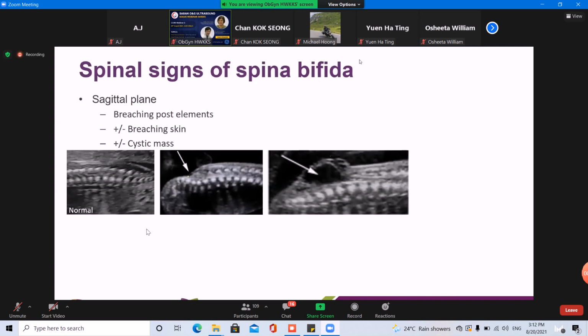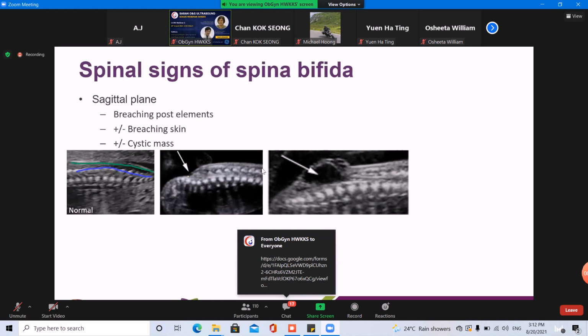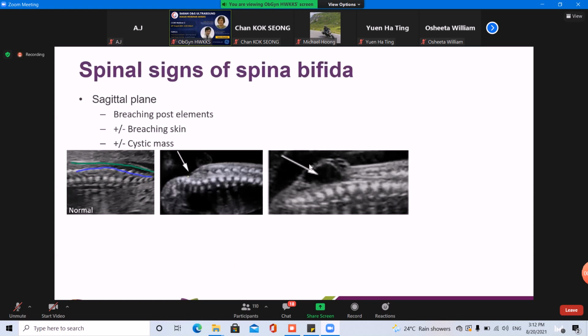Now, how do we know that there is spina bifida? First of all, we take a sagittal plane. In the sagittal plane, normally you will be able to see the normal alignment of the skin and also the posterior elements and the body of the spine. But then in spina bifida, if it is an open spina bifida, you would be able to see a breach in the skin and a breach in the posterior elements. And sometimes if there is a meningocele or meningomyelocele, you would also be able to see a cystic mass here.